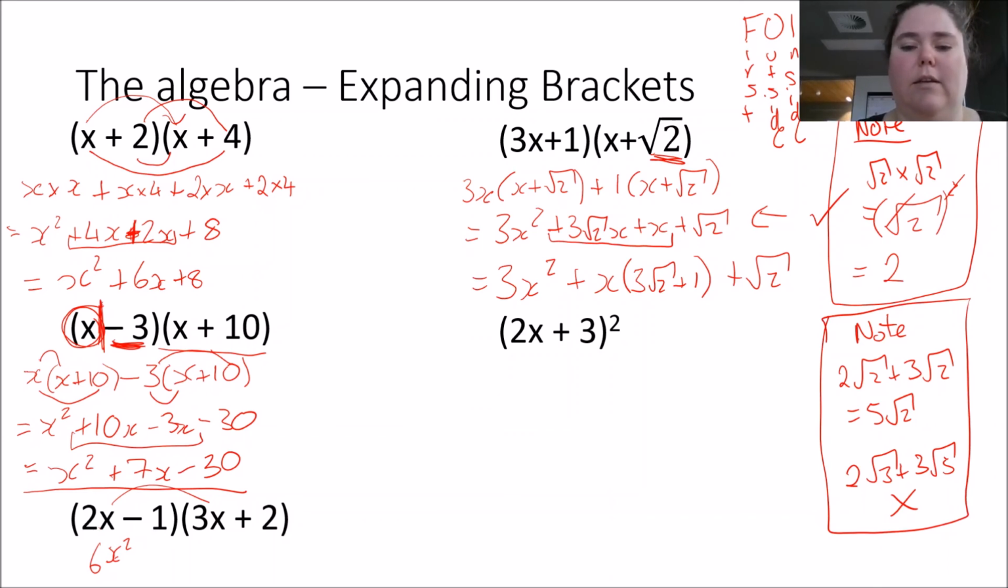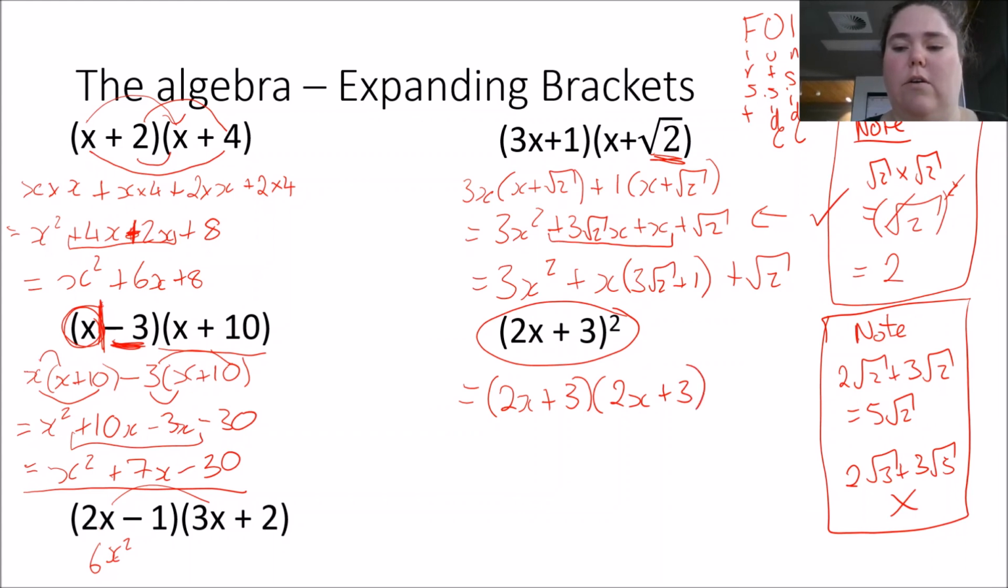Alright, then our last one here, I'm not going to do this actual expansion, but this guy, we know that is a square, so that's the same as writing 2x plus 3 times 2x plus 3. And that's how you go. So then you'd be able to do your expansion. So just remember, you've got the square on the bracket, it is 2 lots of your bracket.